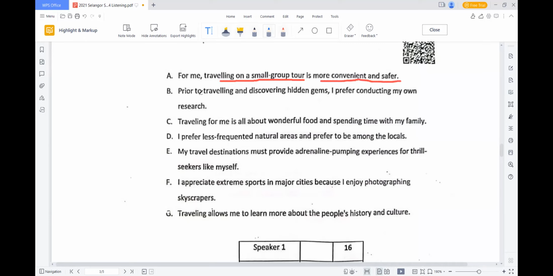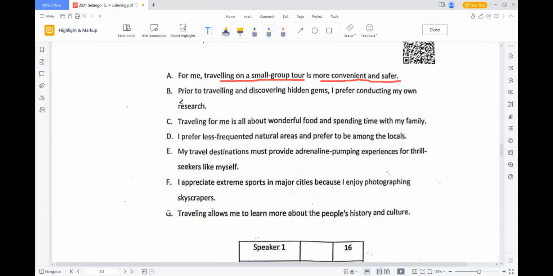And B, prior to, the meaning of prior to means 在之前. Okay, prior to traveling and discovering hidden gems. 在之前，在去旅游 and to discover hidden gems. Hidden gems means those kind of jewelry, those 宝藏啊, the treasure, the hidden treasure. I prefer conducting my own research. 在没有去 travel 去找这些 hidden gems 之前，我会先 carry out my own research first. Conducting means you carry out your own research before you go for the traveling and also to discover those hidden gems. Okay, prior to means before that.